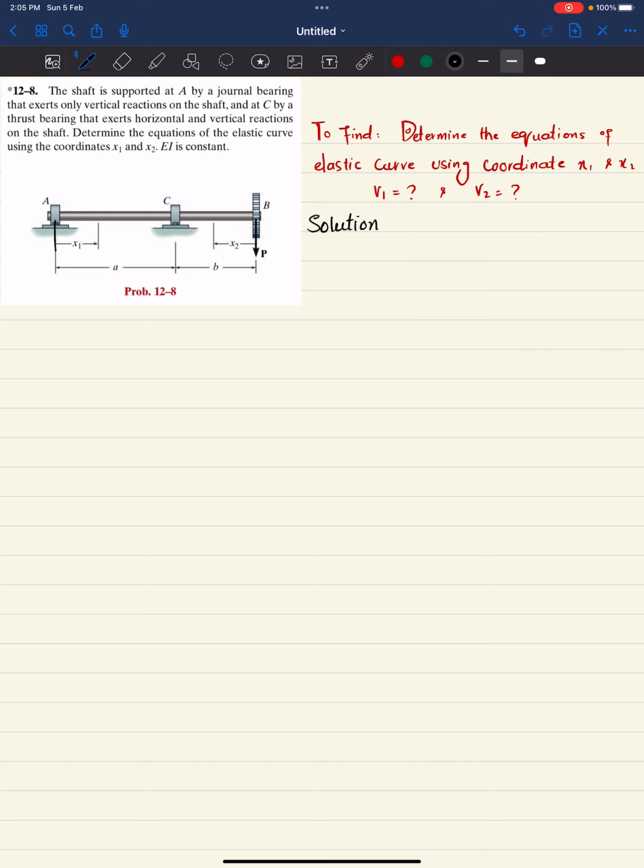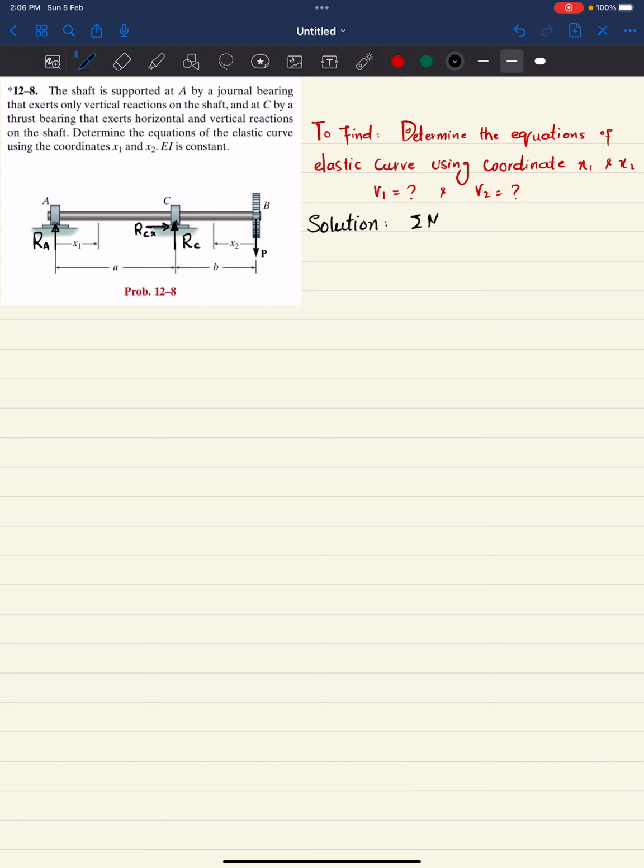So the first step is that if we remove this bearing, we will have a reaction force which is Ra, and if we remove this bearing, there will be a reaction force which is Rc, as well as a horizontal force, because that is given in the question. But the horizontal thrust Rcx will be equal to 0. So we will find these unknown reaction forces by the equations of equilibrium.